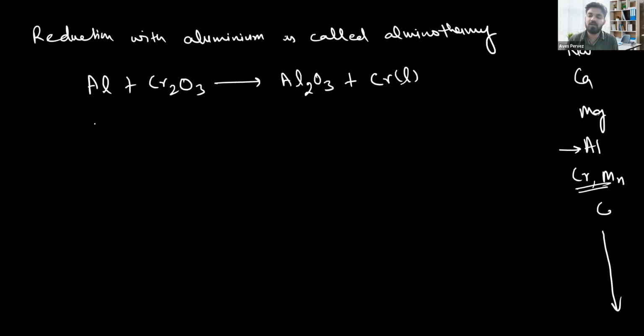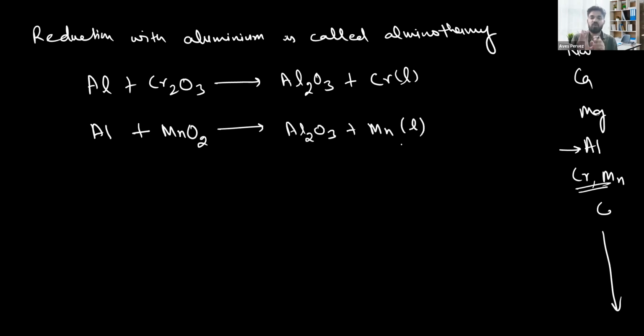Similarly, for manganese: if I reduce manganese oxide, MnO2, with the help of aluminium, that gives you Al2O3 plus manganese in the liquid state. This reaction is so exothermic that the heat liberated lets the metal obtained, manganese and chromium, exist in the liquid state.